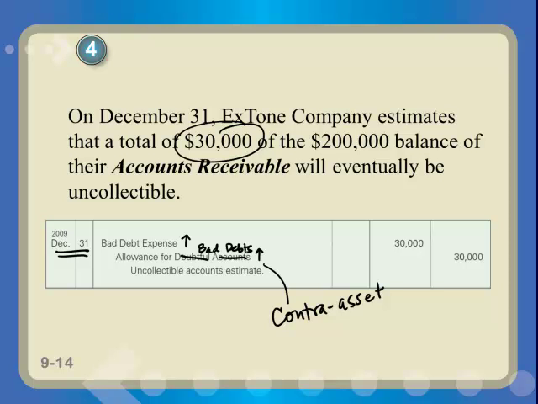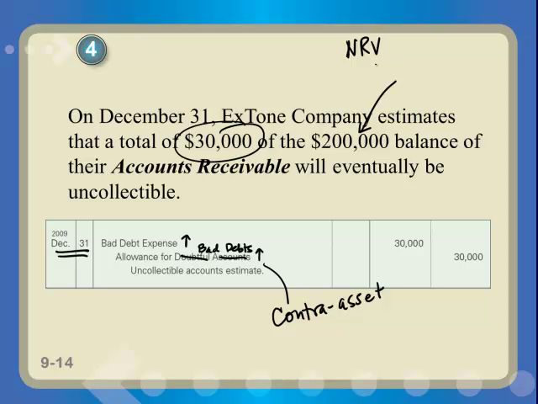The allowance account will come out of accounts receivable, because we've got to report what we really expect to collect. If we put this whole $200,000 on our balance sheet, we're really overstating that, because we estimate that we won't get all of that. We estimate we'll only get 170,000, with 30,000 uncollectible. So our balance sheet net, the net realizable value of accounts receivable, will be 170. So that will balance out the end result.